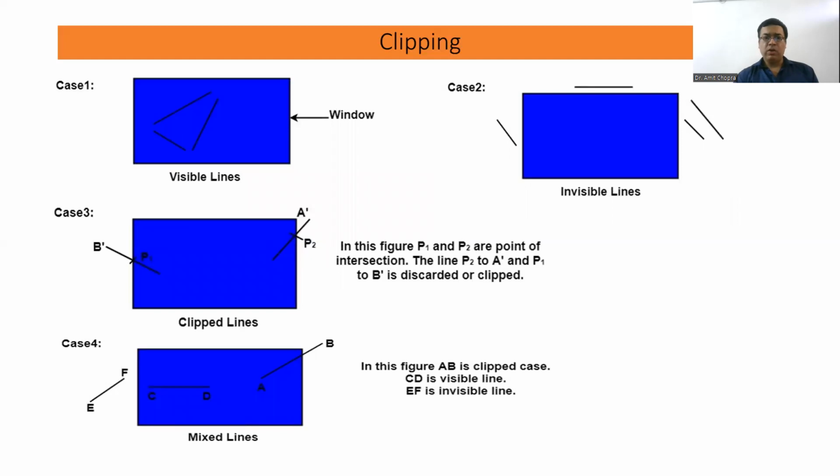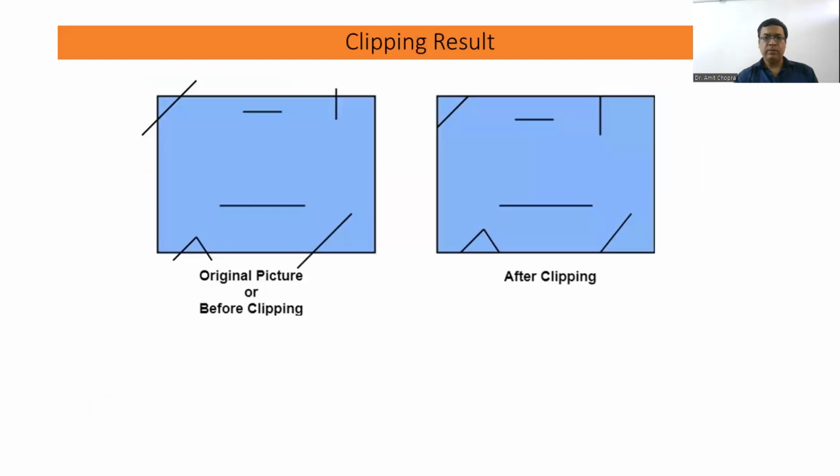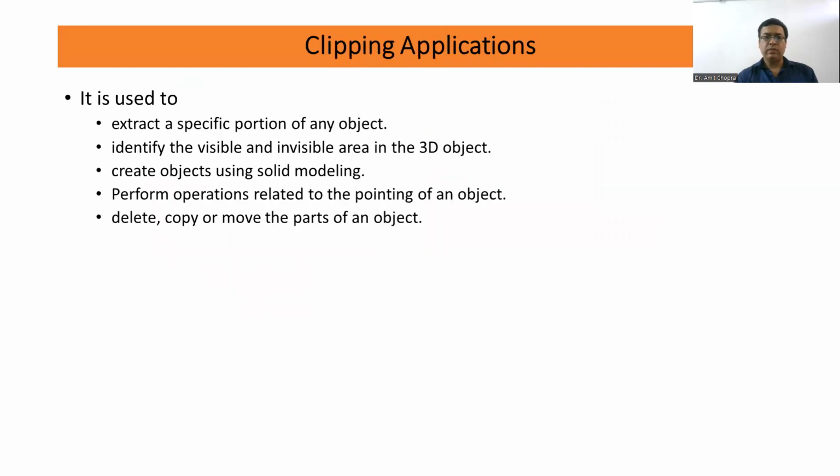Now we can compare all the cases as we discussed earlier. And this is the final result of the clipping over the multiple lines. There are different applications of clipping. It is used to extract a specific portion of any object. It is used to identify the visible and invisible area in a 3D object. It can also be used to create objects using solid modeling, and it can be used to perform different operations like delete, copy, or move the parts of any object.